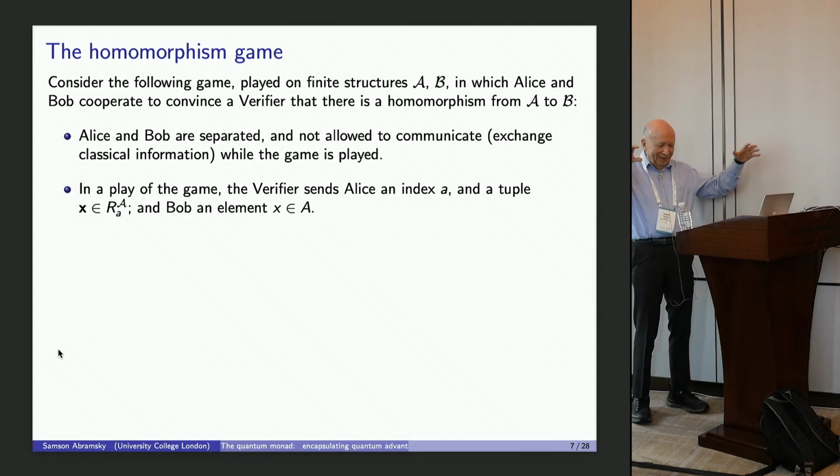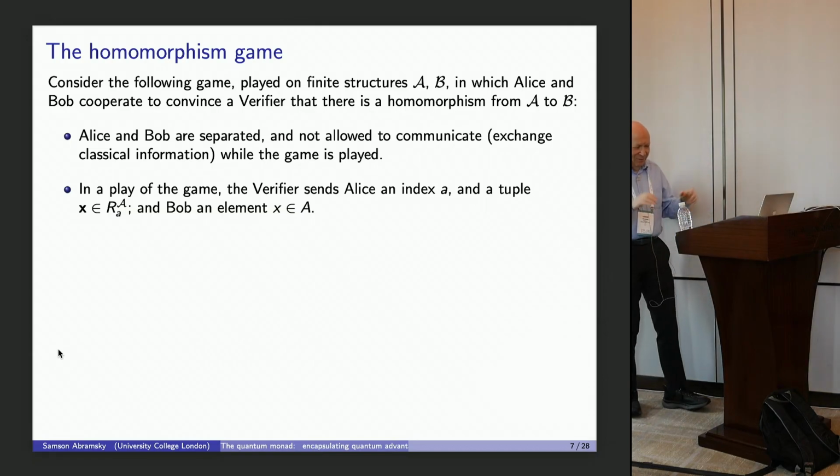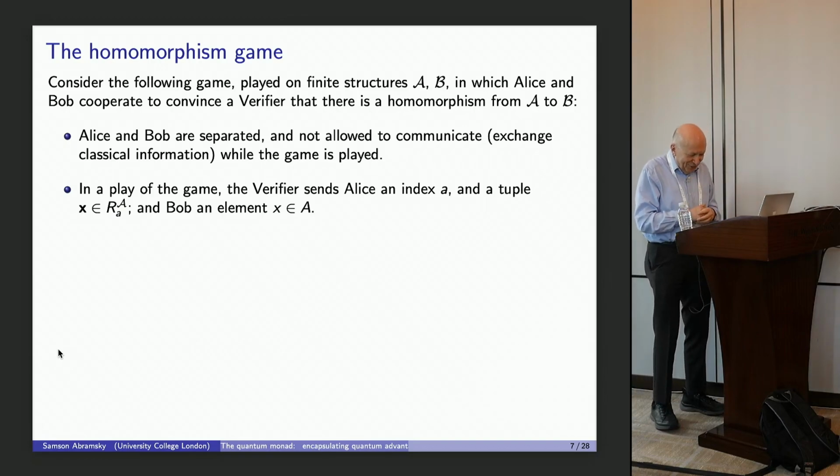We sort of put them in separate rooms, take away their mobile phones, put the Faraday cages on. Of course, if we want to go to the extreme, they're space-like separated in different kinds of spaceships. There isn't enough time for them to communicate because of the boundedness of the speed of light and so on and so forth. Anyway, they can't communicate. And in a play of the game, the verifier sends Alice an index and a tuple.